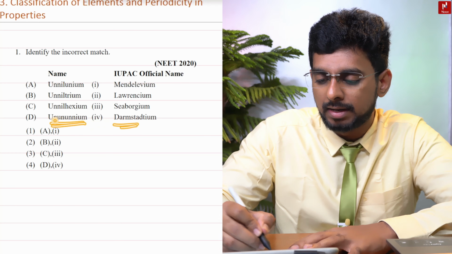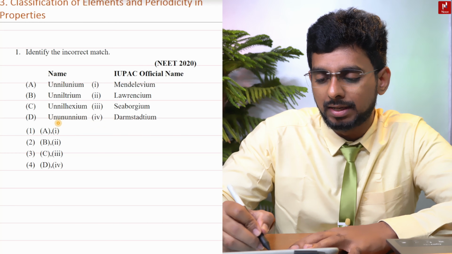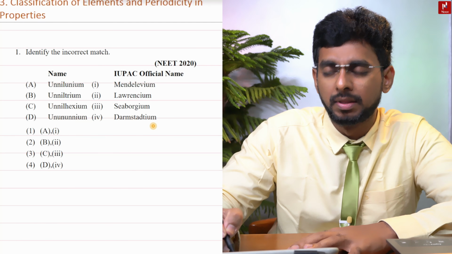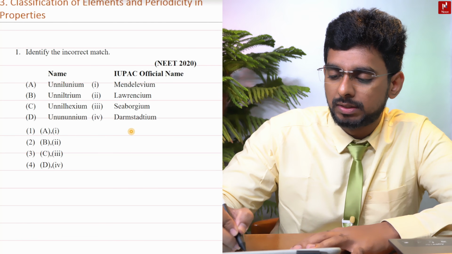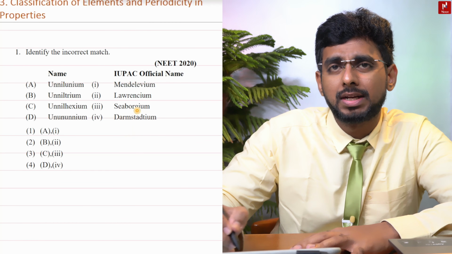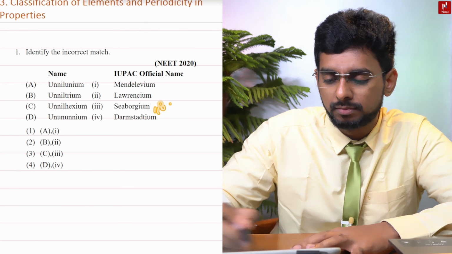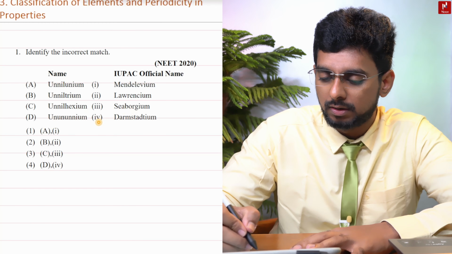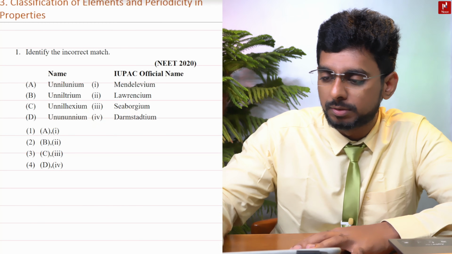It's going to be Rg, so it's like 111 and Rg. That's going to match with Roentgenium. But in this situation, they have matched it with Darmstadtium. For Darmstadtium, that's going to be 110. They have matched it with 111. So that's the incorrect matching here. Got it? Therefore, the answer here is option 4.